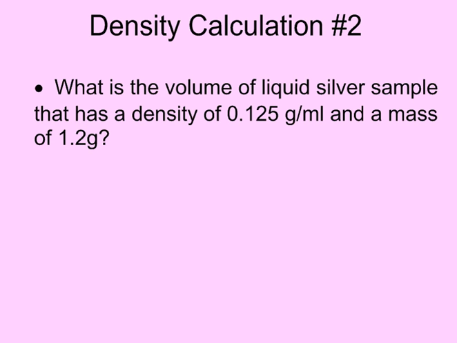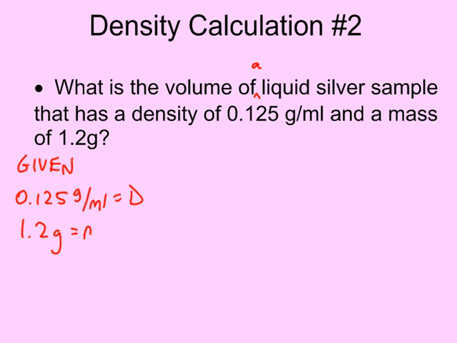All right, next example. What is the volume of a liquid silver sample that has a density of 0.125 grams per milliliter and a mass of 1.2 grams? So again, our given, we are given 0.125 grams per milliliter. That's our density. We're also given 1.2 grams. That's our mass. And we're looking for volume.